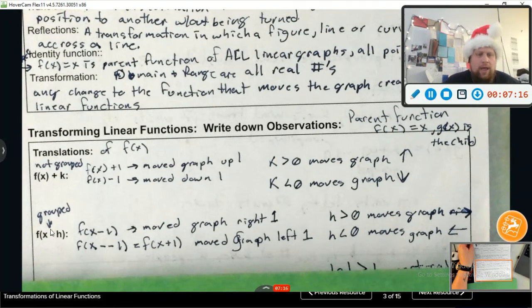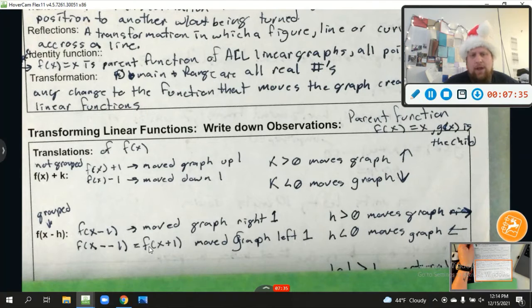If grouped, we see f of x minus h, where it's grouped. The static number we're adding or subtracting is coming in with the x, so it's grouped with x. So if I have f of x minus 1, it's going to move the graph right 1. If I have f of x minus negative 1, which is really f of x plus 1, it moves the graph left. So whenever you see minus, it's going to move the graph to the right. When you see plus, it's going to move the graph left. What does this tell me? For h greater than 0, and that includes decimals, it moves the graph to the right. For h less than 0, it moves the graph to the left.